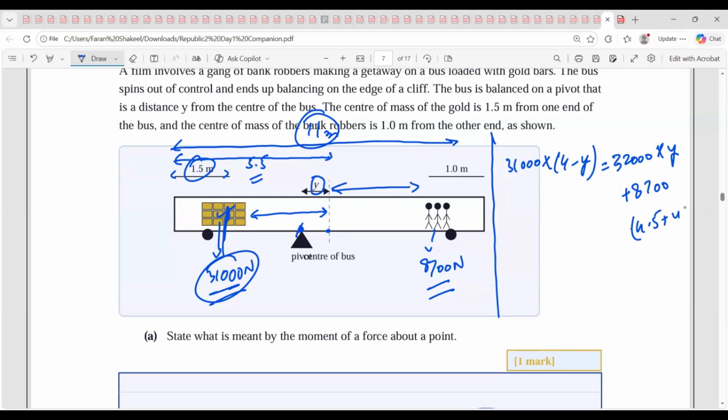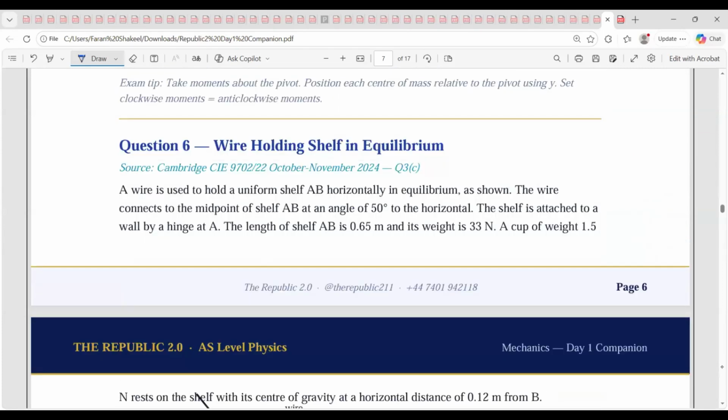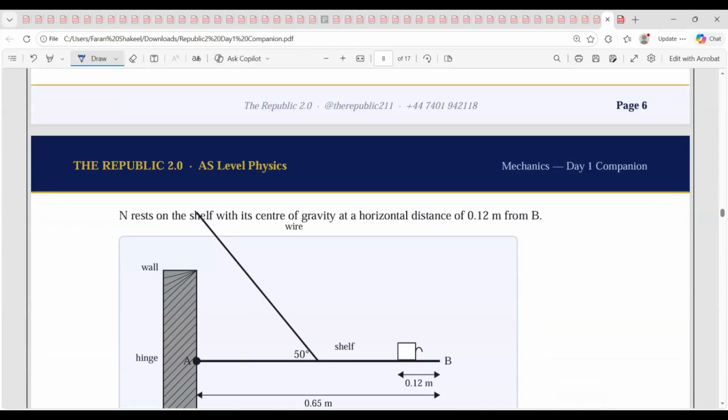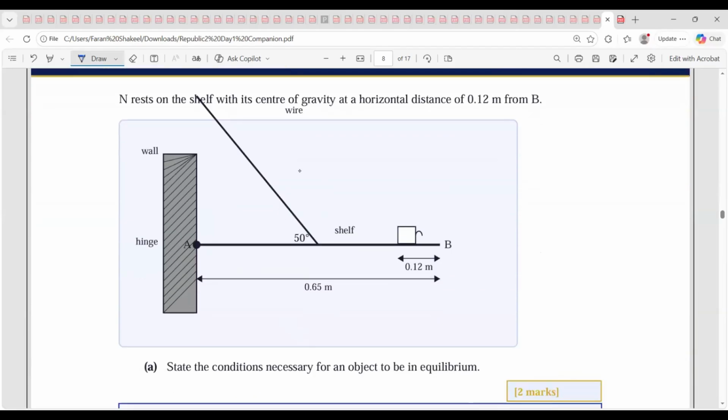Now I've got this algebraic equation, right? And I'm pretty sure you guys can calculate y from here, which is going to be the distance of this pivot from the center. Is that clear? Yeah. Right. So that is how we deal with the problems involving the moments. Well, we were talking about an example like this, right?